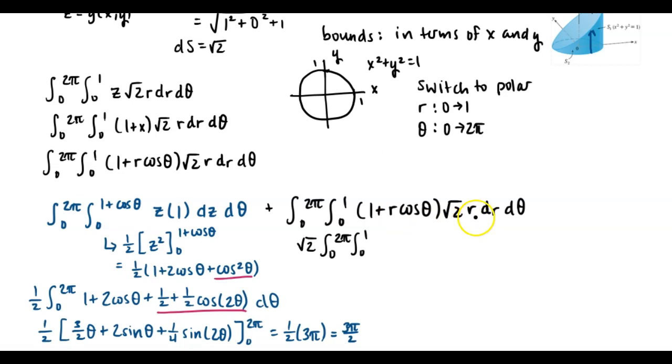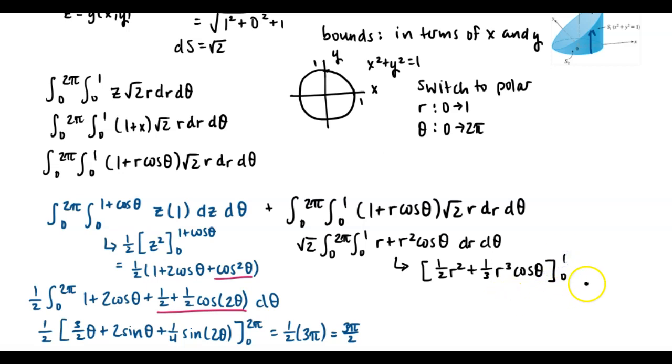I can be left with, and I'll distribute this r, I'll be left with an r plus r squared cosine theta dr d theta. When I take that antiderivative with respect to r, I am left with 1/2 r squared plus 1/3 r cubed cosine theta, plugging in 0 and 1 to r, and I get that this is equal to the square root of 2 times the integral from 0 to 2 pi.